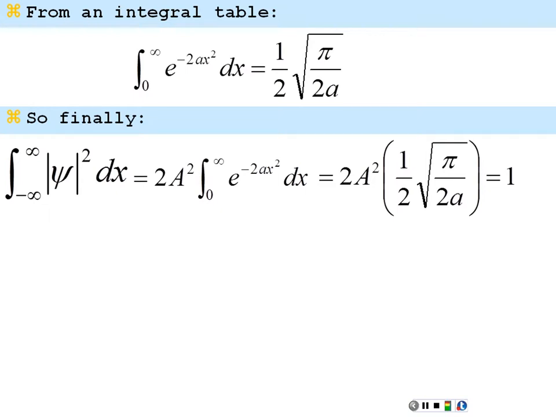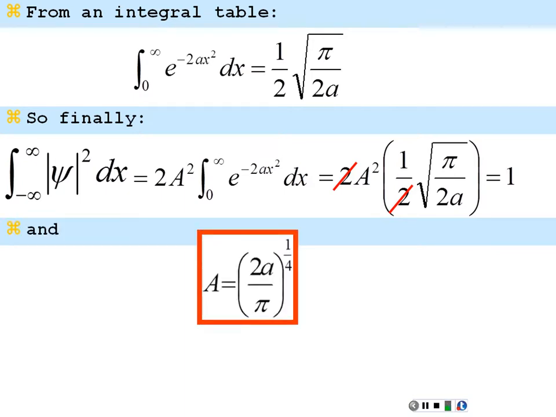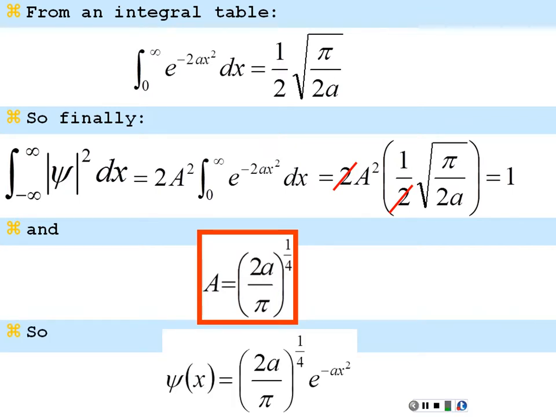Solve this for A. Get rid of the 2 on both sides and divide through, and with a little bit of algebra, A is equal to the 4th root of 2a over pi. And hence, our normalized wave function is A, which is 2a over pi to the 1/4 power, times e to the negative a x squared. Great. That's our wave function.